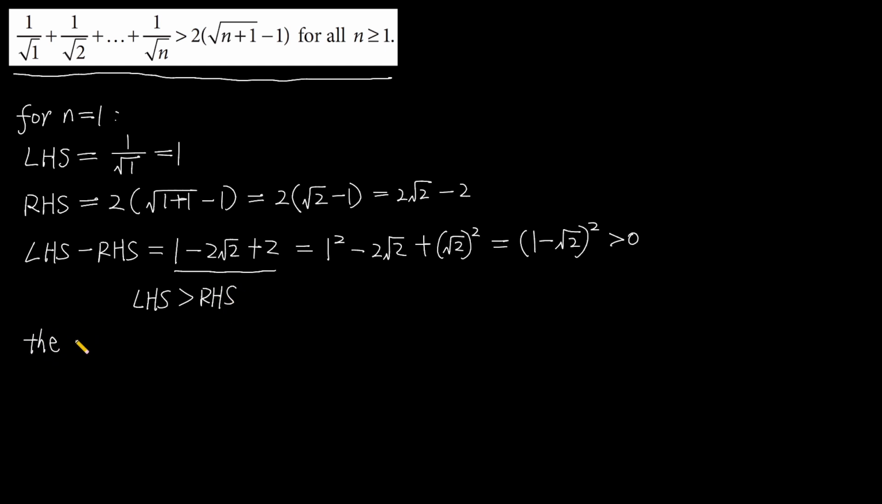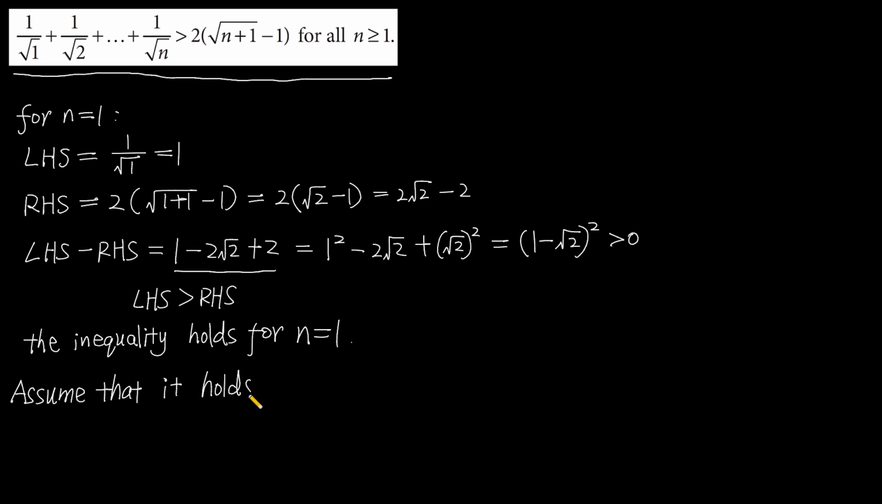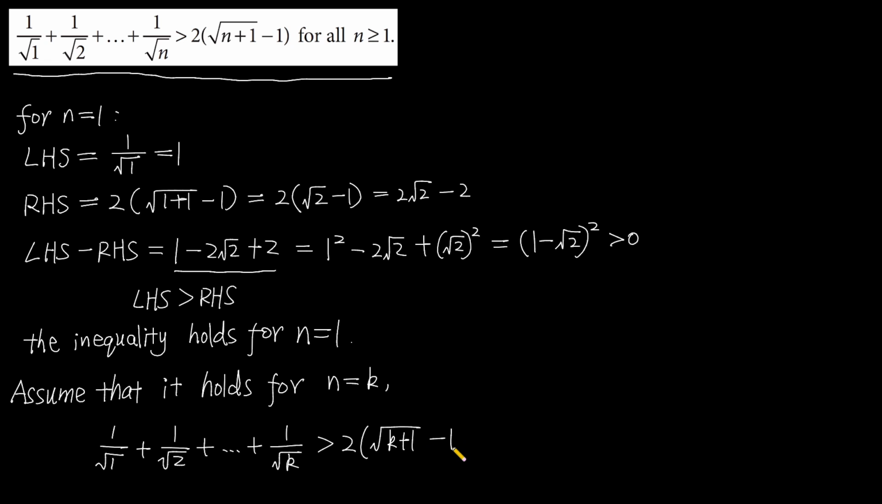So the inequality holds for n equals 1. Now assume that it holds for n equals k. Then we have 1 over square root of 1 plus 1 over square root of 2 plus ... plus 1 over square root of k is larger than 2 multiply square root of k plus 1 minus 1. So we assume this inequality exists.